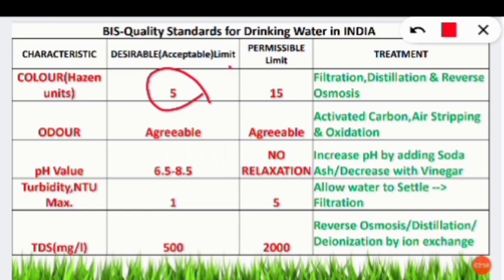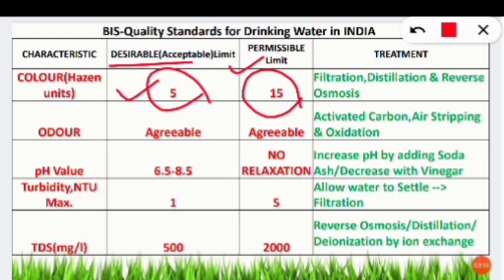But what is the permissible limit? The permissible limit is that if the Hazen unit is 15, then it is also permissible. That means if we do not have any alternate source in the place, then we can go for 15 Hazen units for drinking. But if we have an alternate source for drinking water, then the desirable or acceptable limit will be 5 units.